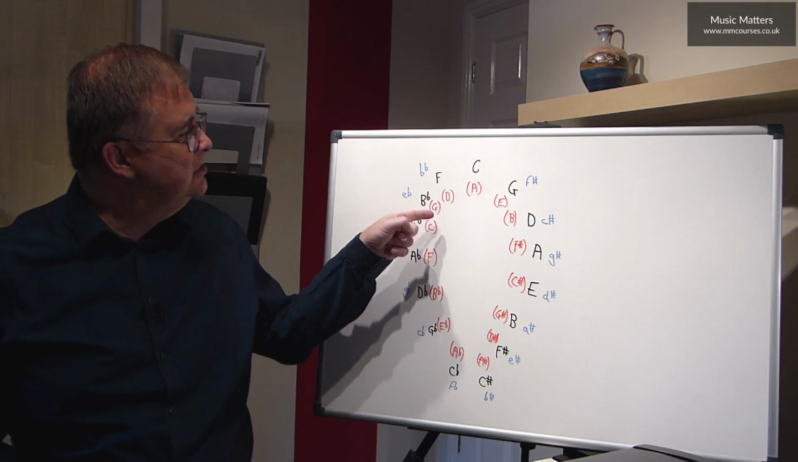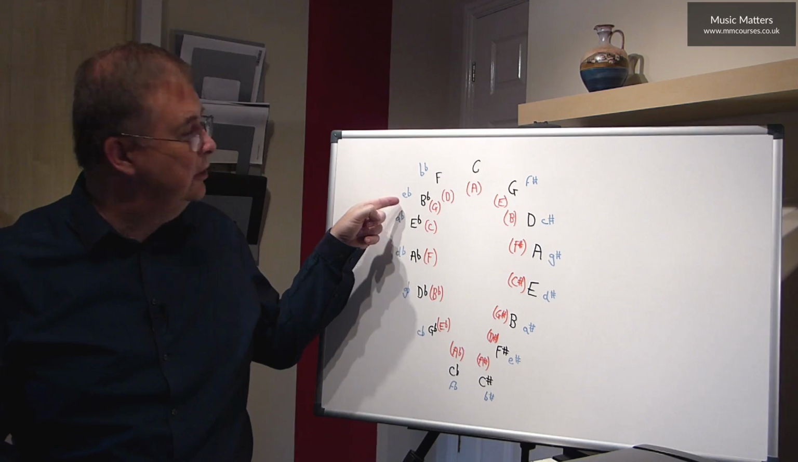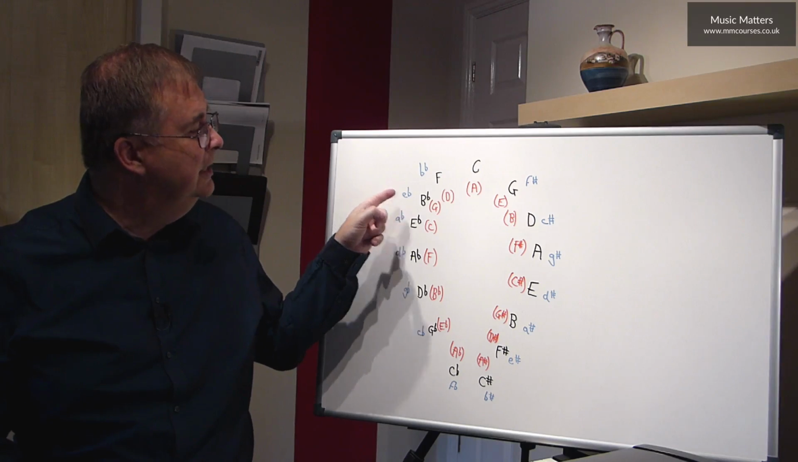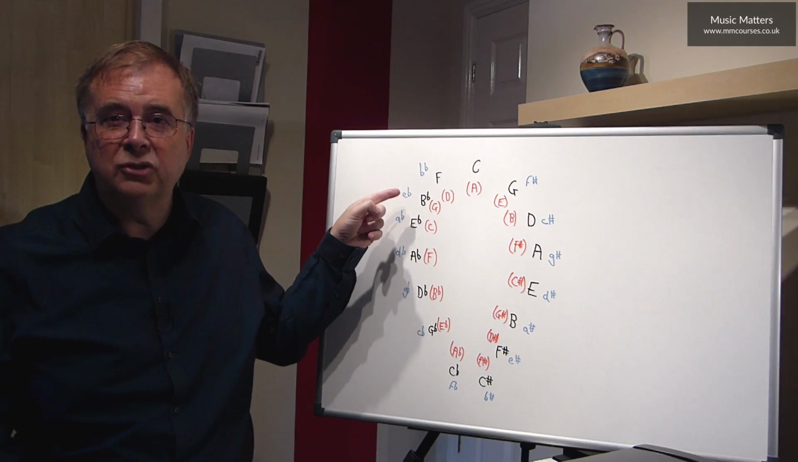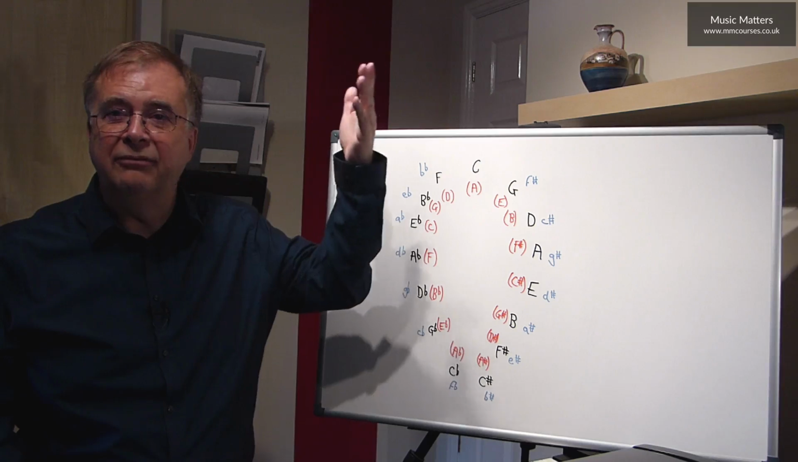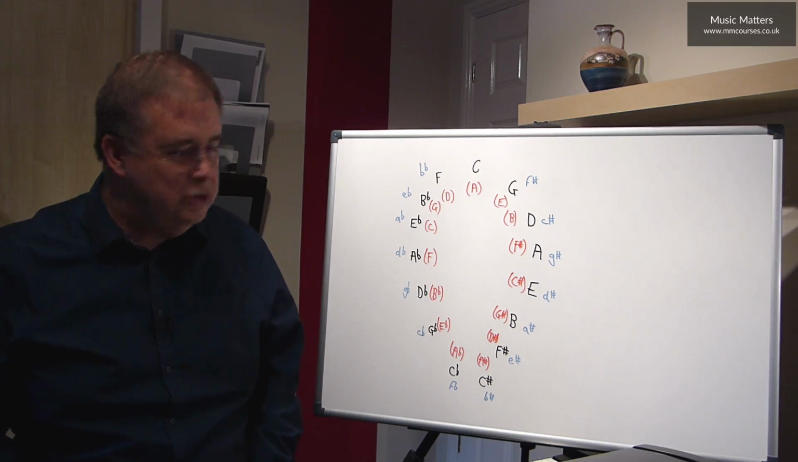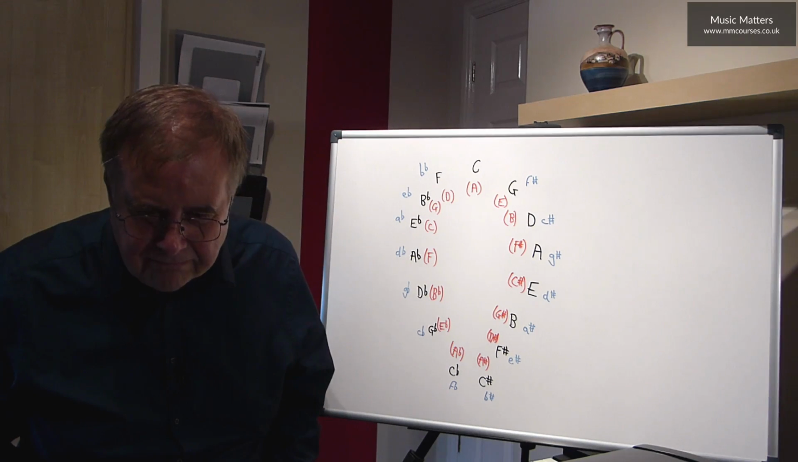So in G minor, the 6th degree is E flat, so you'd make it E natural going up. The 7th degree is F, so you'd call that F sharp going up. But when you come down, F natural, E flat, reverting to the key signature.